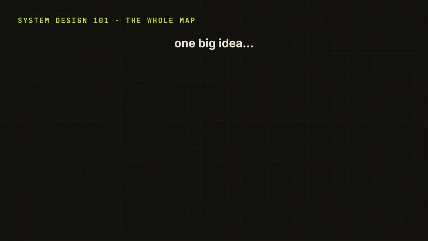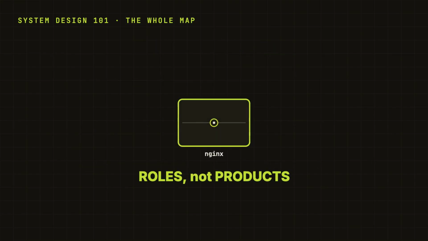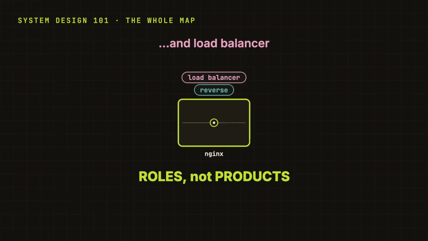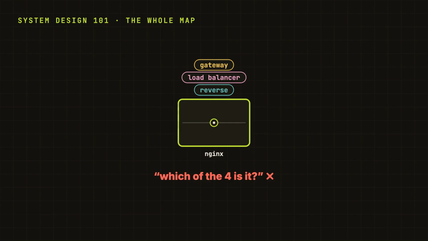And the one big idea to walk away with: these are roles, not products. One real piece of software like Nginx can be your reverse proxy and your load balancer, and with the right setup, your gateway, all at once, depending on how you configure it. So the question is never which of the four is the box. The question is only what job the box is doing right here.